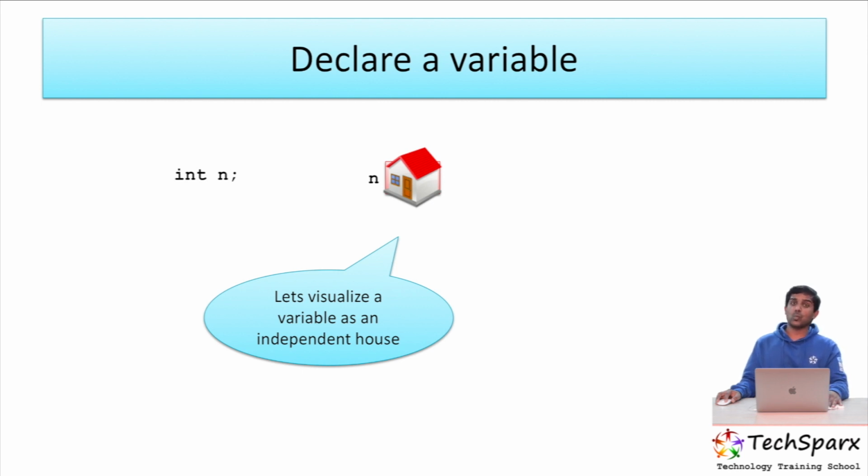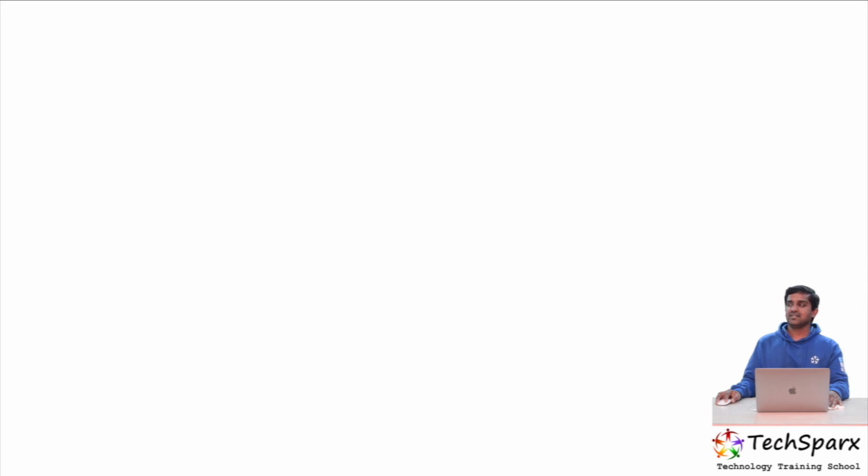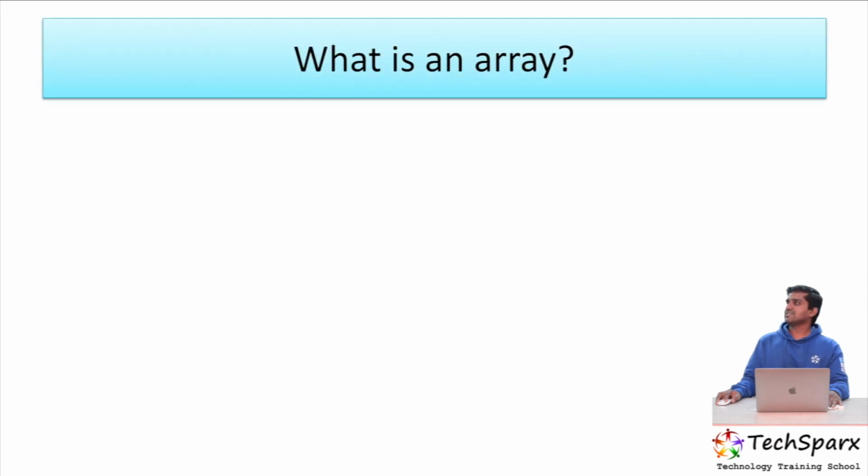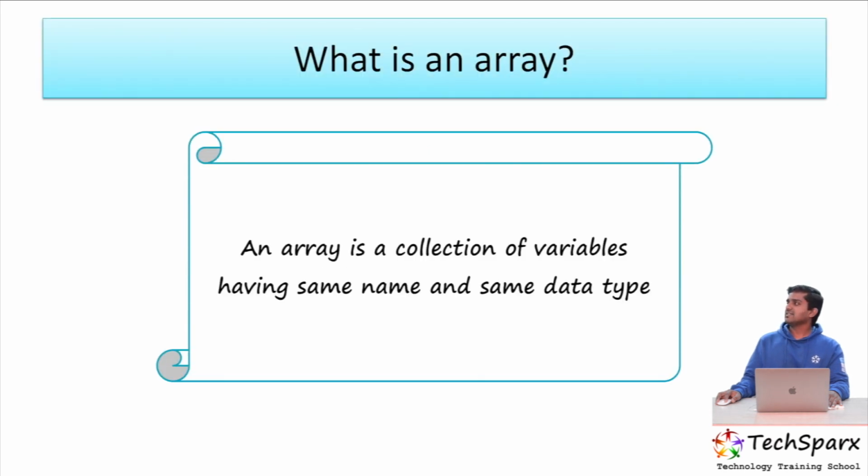Now let's look into what is an array. So what is an array? An array is a collection of variables having same name and same data type. So a variable is one single memory location, but an array is multiple such locations, but it has same variable name and same data type.